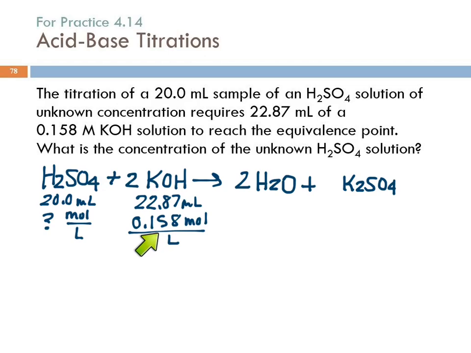Another approach is that we can use a unit called millimoles. So 0.158 moles is the same as 0.158 millimoles per milliliter. And that works also. I think what we'll do here is we're just going to convert. I'll save that for later.